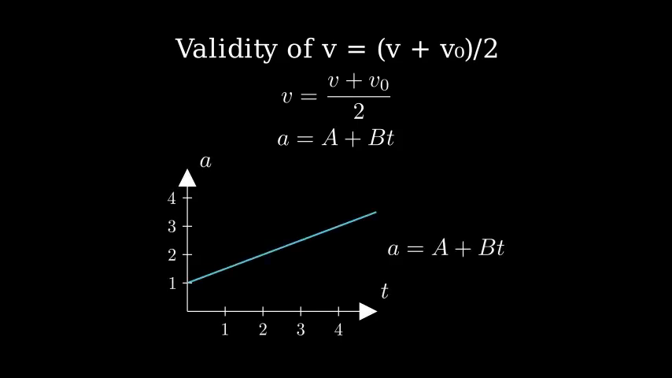When acceleration is equal to a plus bt, it forms a straight line over time. This is different from constant acceleration, where the line would be horizontal. In our case, the acceleration is continuously changing with time.